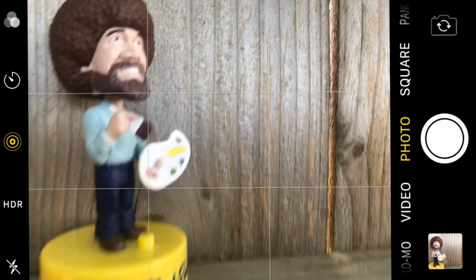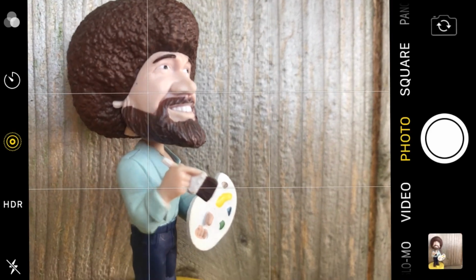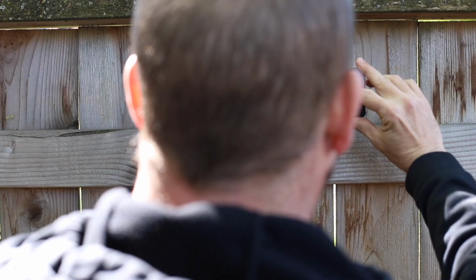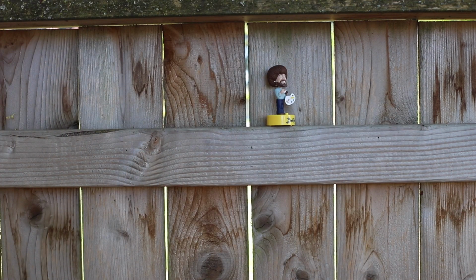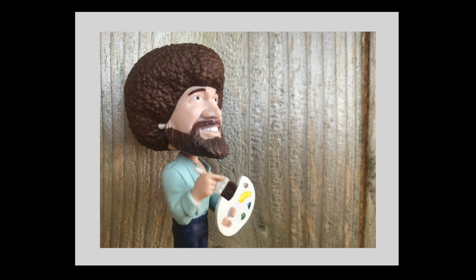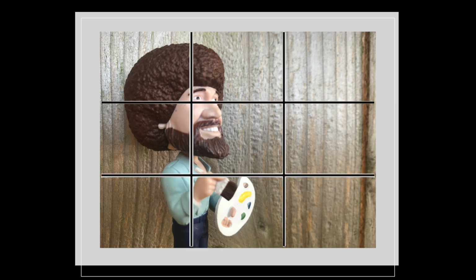Now if I take a picture of Bob looking over, slightly off to the side, I have just demonstrated a basic principle of the rule of thirds. Even though he's a completely still inanimate object, it looks like there's a little bit of motion because it looks like he's actually looking at something.